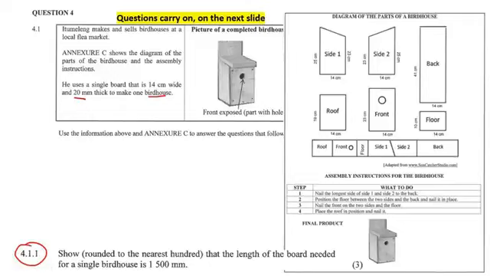So the first question for 3 marks says, show that the length of the board needed for a single birdhouse is 1,500 millimeters. Okay, because in this part here, they tell us how wide his piece of board is. So let's say he uses a board like this. They tell us how wide it is, 14 centimeters, and that makes sense because for all of these parts on the birdhouse, all of their widths are 14. Can you see that? All of the widths are 14, so that makes sense why he uses a 14 centimeter wide board.